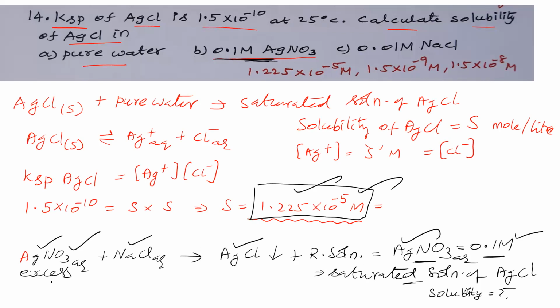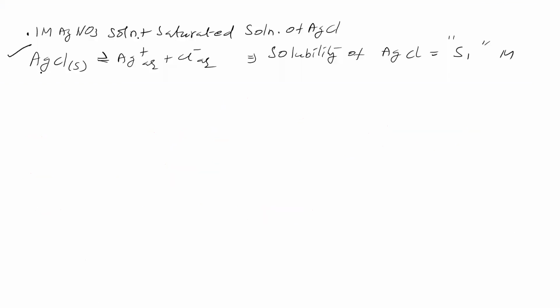Now, you see that in this saturated solution, this equilibrium is possible. AgNO3 is a soluble salt and it dissociates to give Ag plus, which is a common ion for this equilibrium. Because of this, the concentration of Ag plus will be raised. A rising concentration of Ag plus means the backward reaction is favored, so the solubility of AgCl will be affected. How will it be?